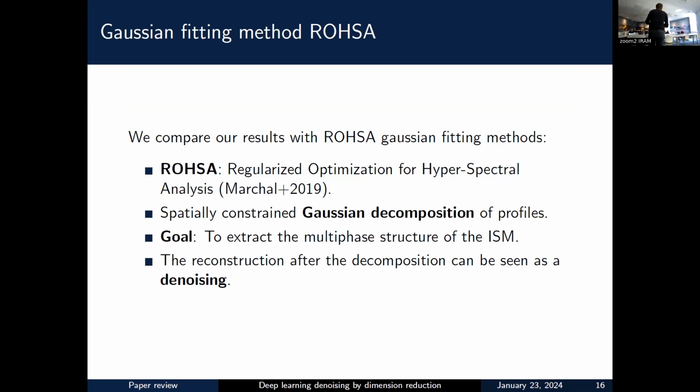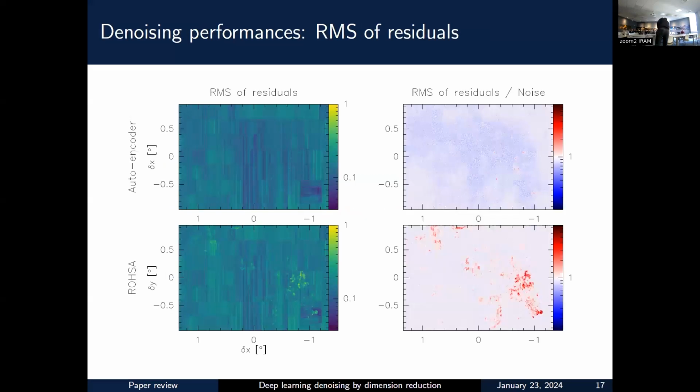To compare our results, we'll compare with the ROSA Gaussian fitting method, which is used in order to extract the multi-phase structure of the interstellar medium. This is a spatially constrained Gaussian decomposition of the signal, and the decomposition and reconstruction can be seen as denoising, so we'll compare our method with it. There are other frameworks that work a little bit like ROSA, such as GaussPy+, but we'll compare results specifically here with ROSA.